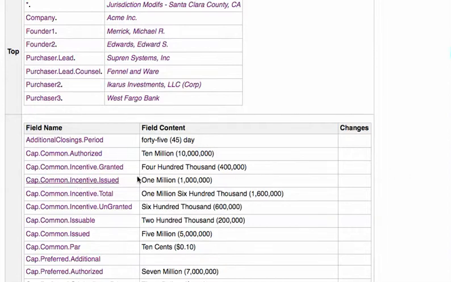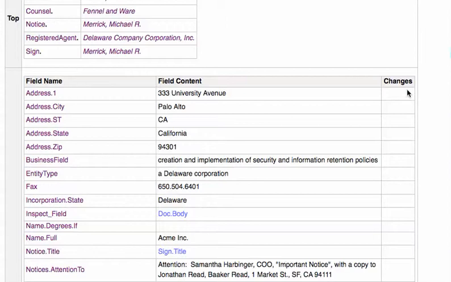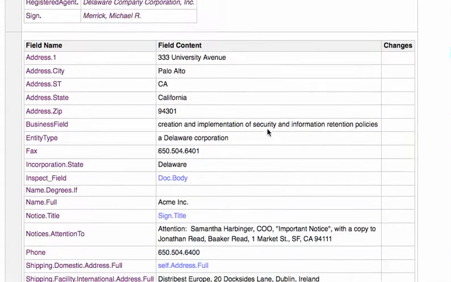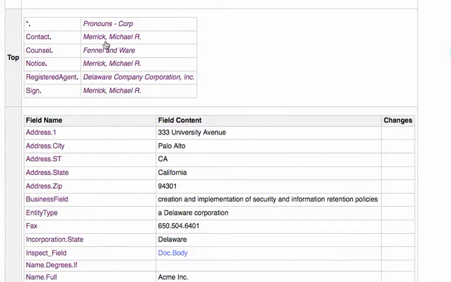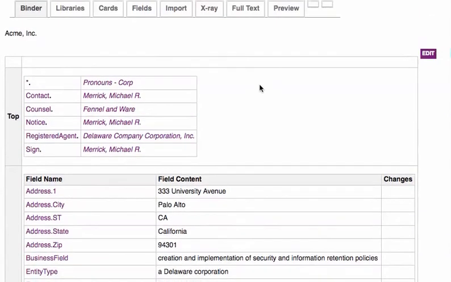The dots sort of correspond to file folders. It's a way of organizing. So obviously if he wants to see more about Acme, he can see all that about Acme, their address, where they are, what they do, who the contact person is, who their counsel is, that's him, Fennell. Where notices go, who the registered agent is for the company.